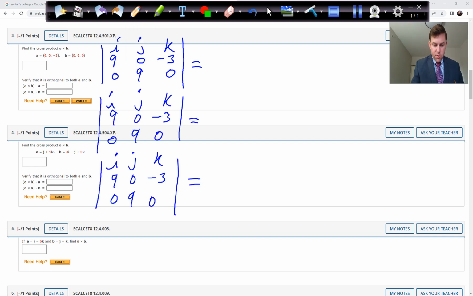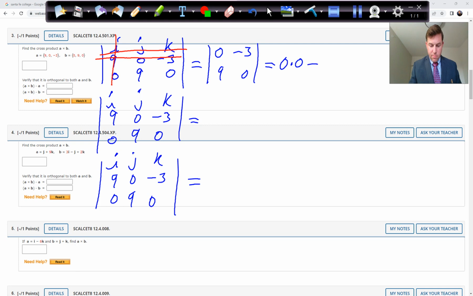Okay, so in the first one we cover up the first column and the first row, right here, and we're left with this determinant. So we have 0, minus 3, 9, and 0, and that's going to equal 0 times 0 minus, the other way, minus 3 times 9, which is going to be 0 plus 27.